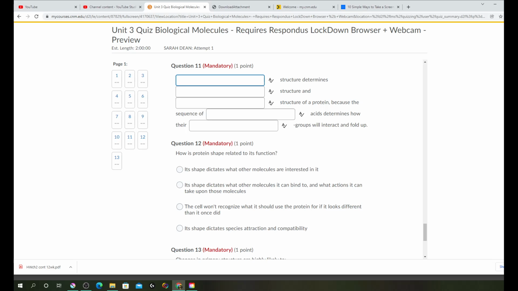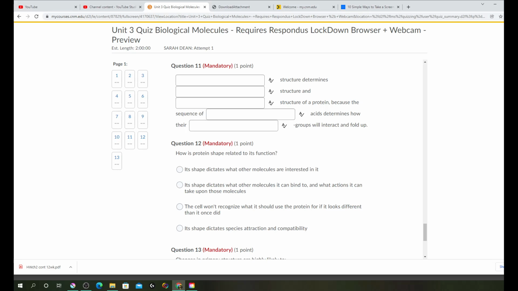So blank structure determines blank structure and blank structure of a protein because the sequence of amino acids determines how their R groups will interact and fold up. I would just hope that these last two would be immediately obvious, and then the first two you'll have to figure out through hard thinking. Okay, so if these last two aren't immediately obvious, you really need to review those videos.